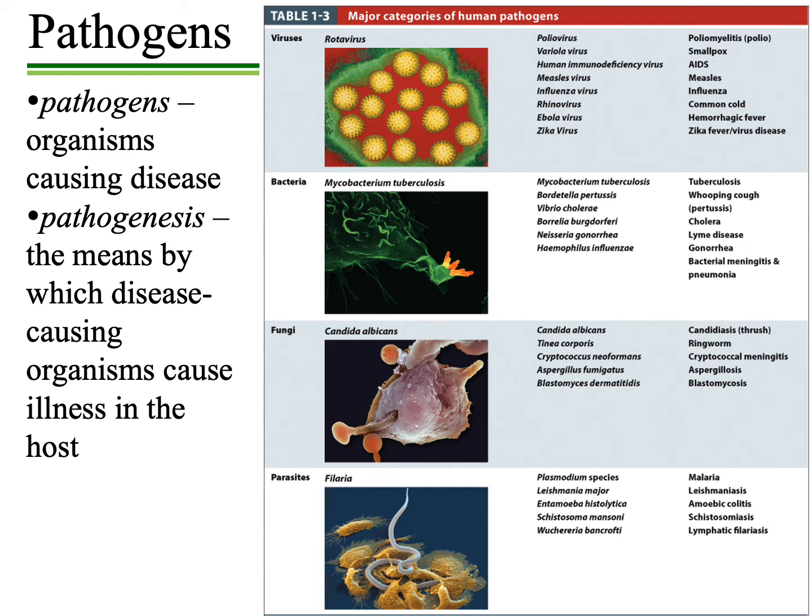Now, in order to continue discussing the immune system, we have to add some additional definitions. And that is, a pathogen is an organism that causes disease. I mentioned this earlier in the lecture. Pathogenesis is the means by which the disease-causing organism causes illness in the host. When we talk about pathogens, there are in fact 4 broad categories of pathogens. There are viruses, and viruses are non-living entities that require a host cell type in order to reproduce and produce more viral particles.